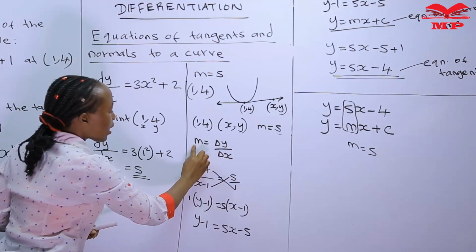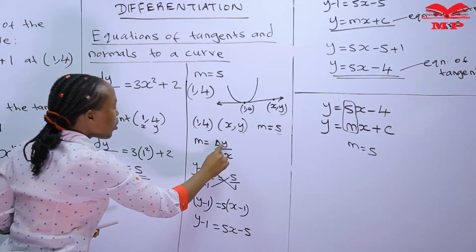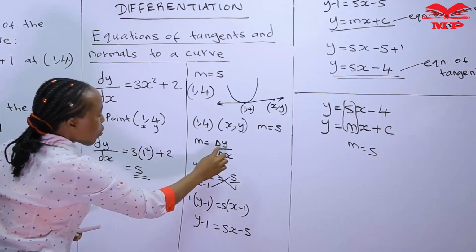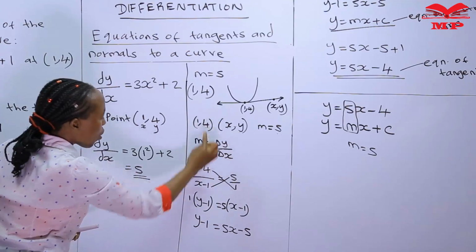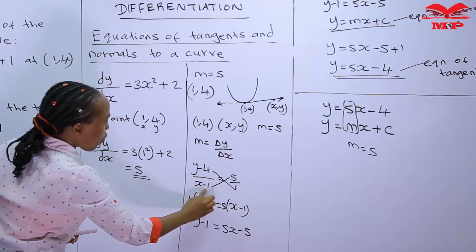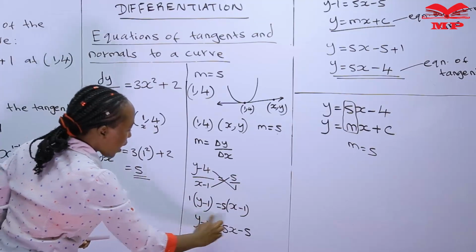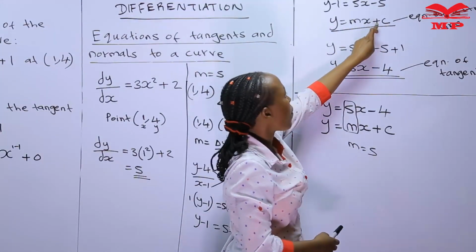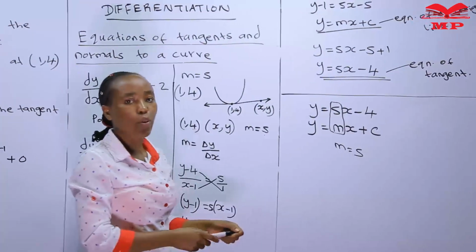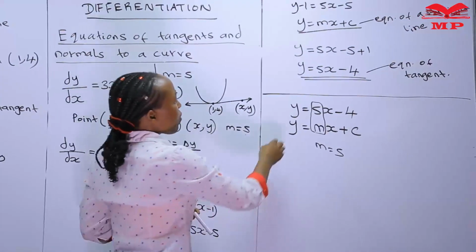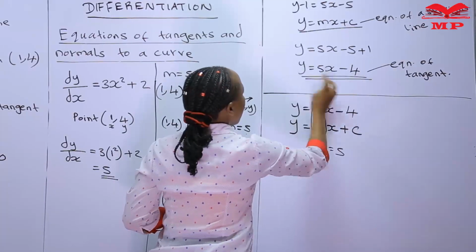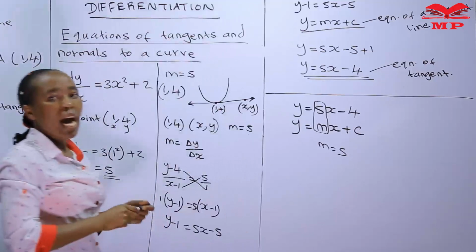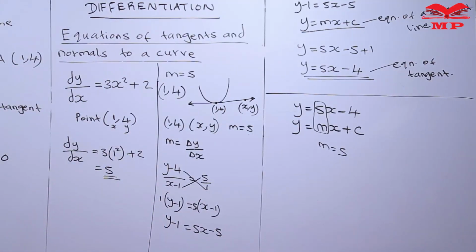So we know very well that gradient m is given by change in y all over change in x. Our gradient is 5. Then we have change in y, y minus 4, divided by x minus 1. Then we can cross multiply and get the equation in the form y is equal to mx plus c, which is the general equation of a straight line. And therefore, our equation for the tangent is y is equal to 5x minus 4. And that is the equation of the tangent.